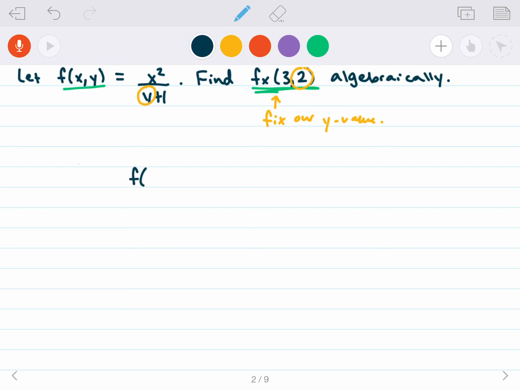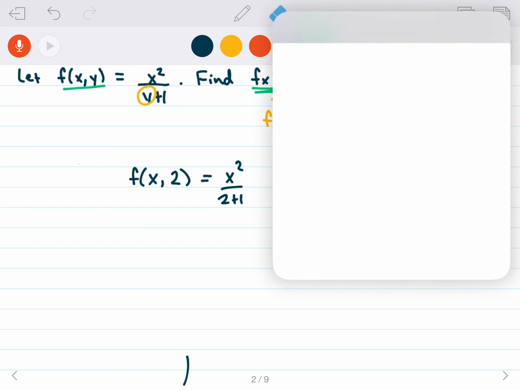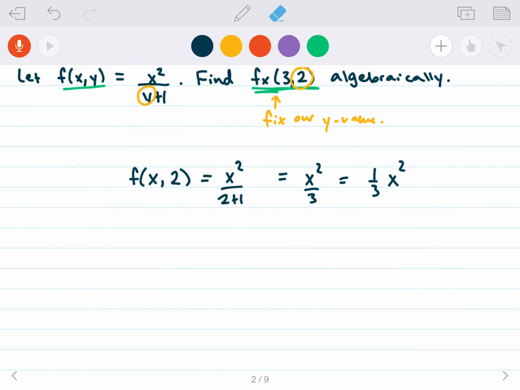So we have f of x, fixing 2 as y. We have x squared over 2 plus 1, and so that's just x squared over 3, which is just a third x squared. Now we can take the derivative like we normally would using the power rule, the shortcut. So we multiply 2 times a third to get 2/3 in the front, x, and then 2 minus 1 gives us a 1 on the exponent. This is the partial derivative with respect to x. We just differentiated x and let y be a constant.